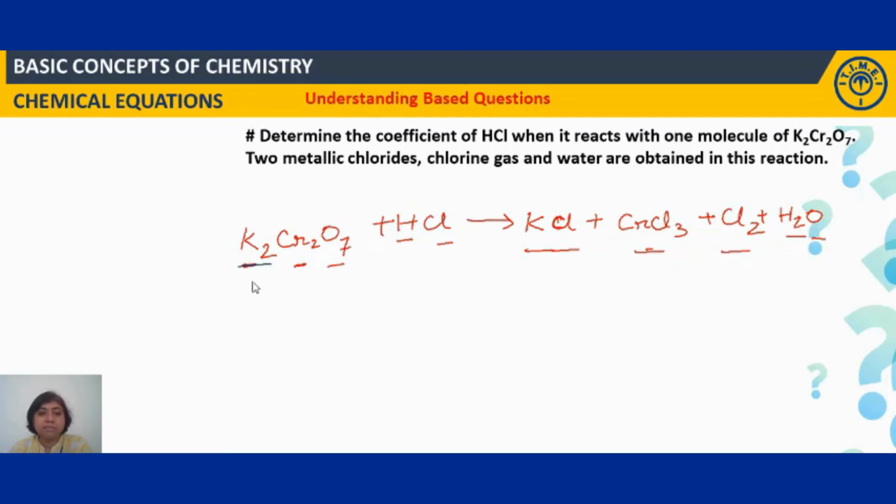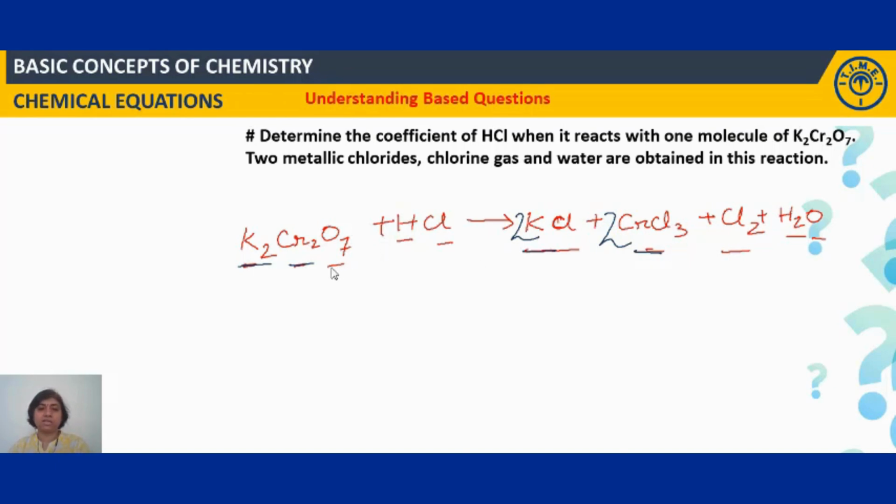See, how many potassium atoms are there on the left hand side? Two potassium atoms are there in potassium dichromate, and on the right hand side one. So obviously I have to make it 2. Now look at chromium. Two chromium atoms are there, and on the product side only one chromium atom. So I have to make it 2 here. So potassium and chromium, the metallic atoms, are balanced.